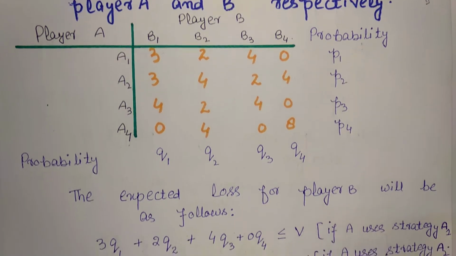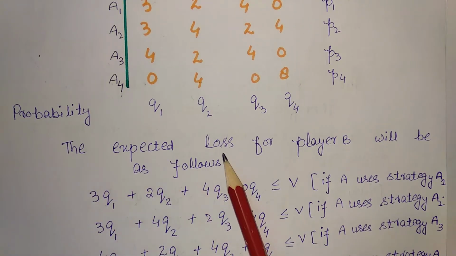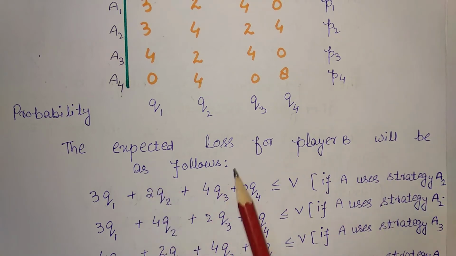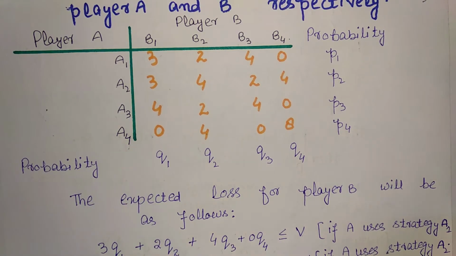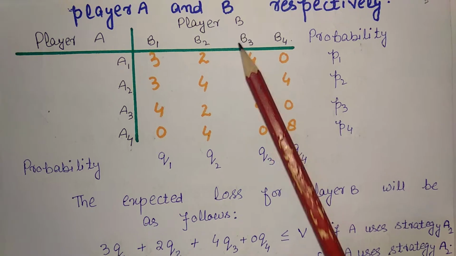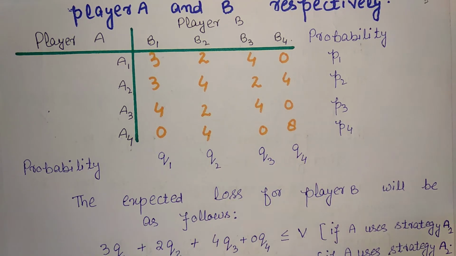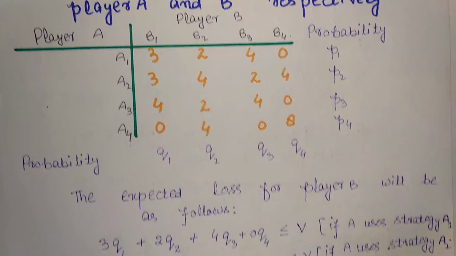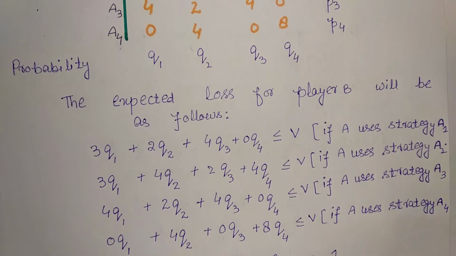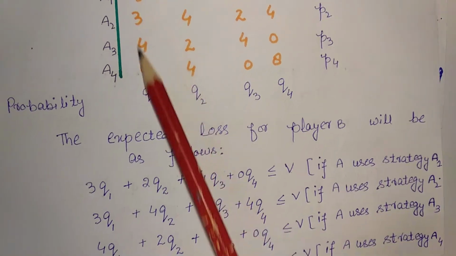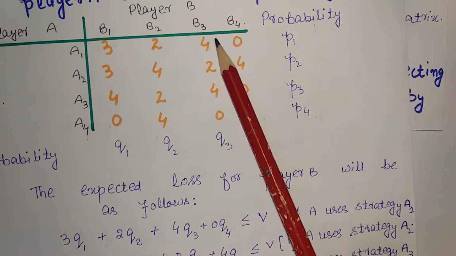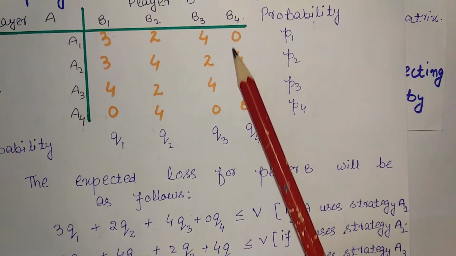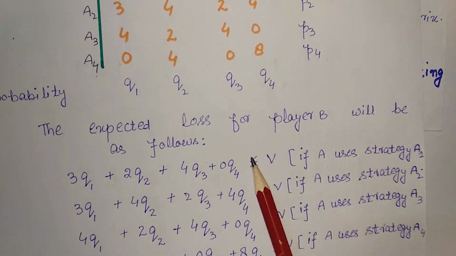Now, after that, the expected loss for player B will be as follows. As we know, the objective of player A is to maximize his gain and the objective of player B is to minimize his loss. So from player B's point of view, the expected loss for player B will be 3 into Q1 plus 2 into Q2 plus 4 into Q3 plus 0 into Q4, less than or equal to V.